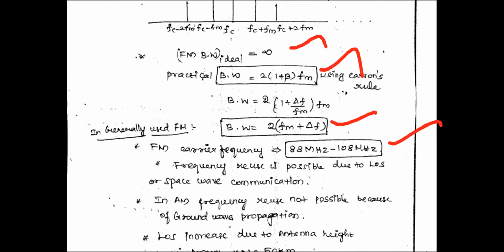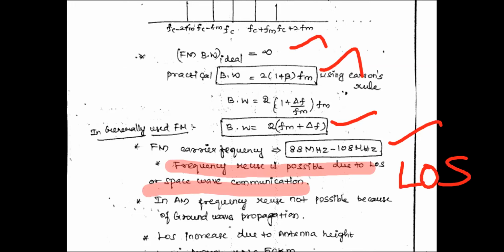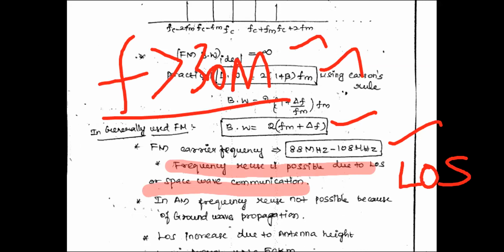Another important thing of FM is that frequency reuse is possible. Very important concept. The frequency range is 88 to 108 megahertz. It comes under space wave communication, another name for which is line of sight communication. Please remember simply, if the communication frequency is greater than 30 megahertz, that is called line of sight communication.